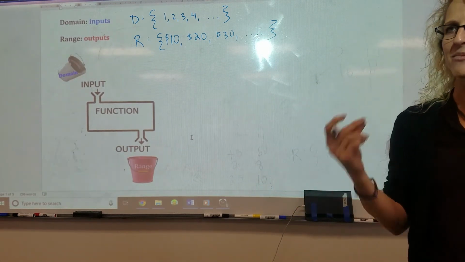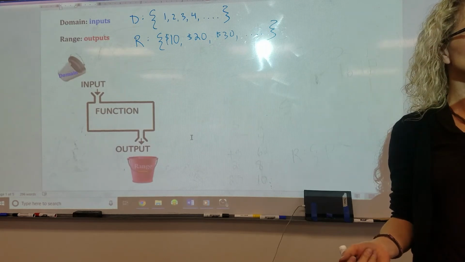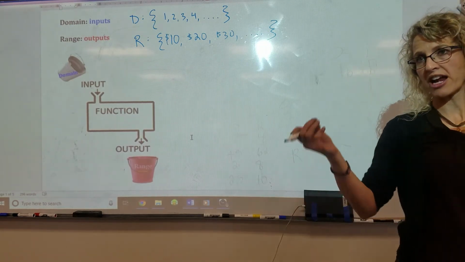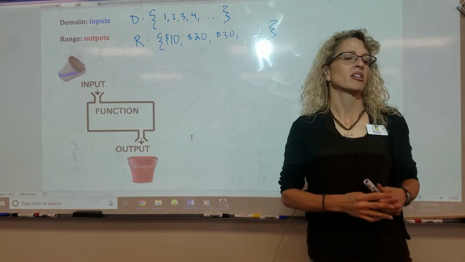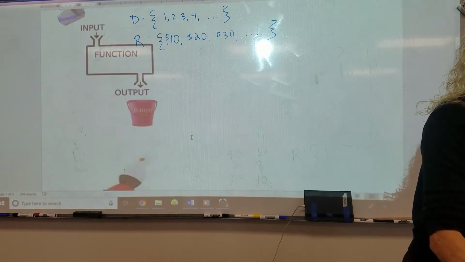So, domain, possible inputs. What is the domain? Get ready? Possible inputs. Good, possible inputs. The range are the possible outputs. What is the range? Get ready? Possible outputs. So 2 new vocabulary words, domain and range.